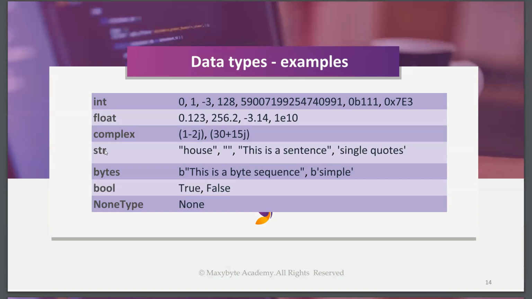And bytes, which is also a text sequence, is anything that goes inside a double quote or a single quote but has B in front of it. So we refer to that as bytes. So these and these are kind of the same. Then we have the Boolean, which is true or false. And we have the NoneType, which is the value as None.